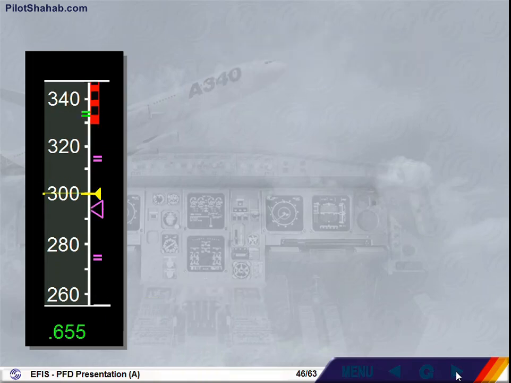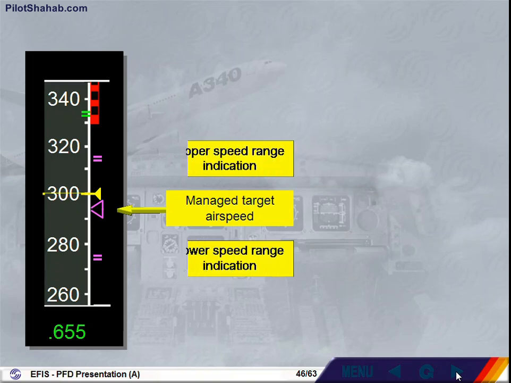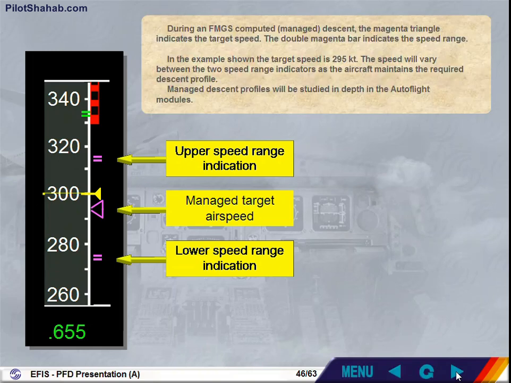During an FMGS computed managed descent, the magenta triangle indicates the target speed. The double magenta bar indicates the speed range. In the example shown, the target speed is 295 knots. The speed will vary between the two speed range indicators as the aircraft maintains the required descent profile. Managed descent profiles will be studied in depth in the autoflight modules.